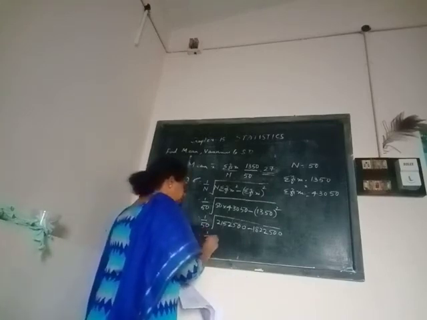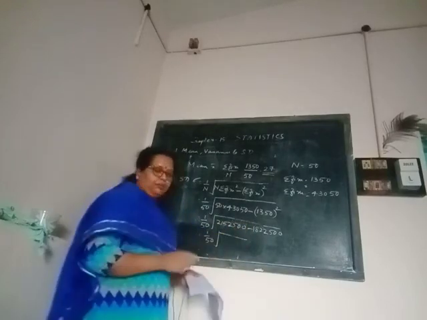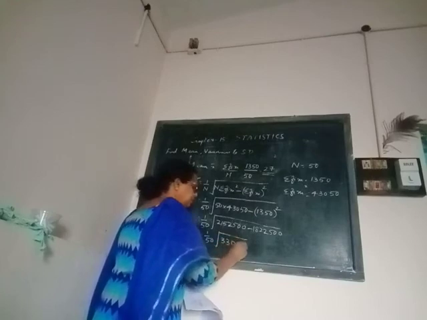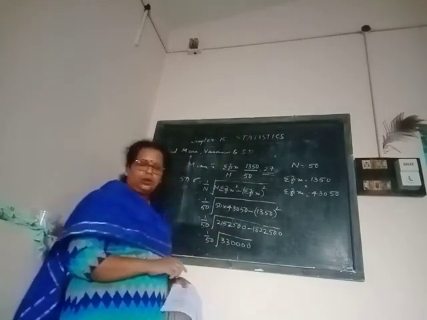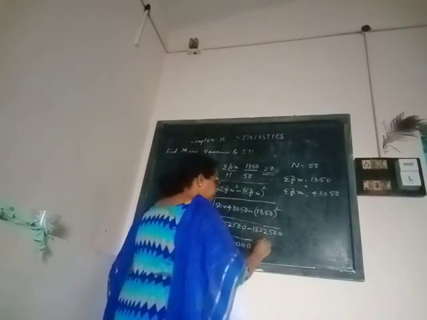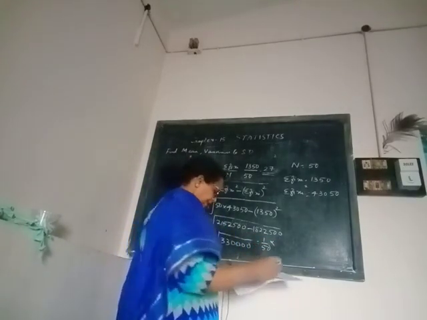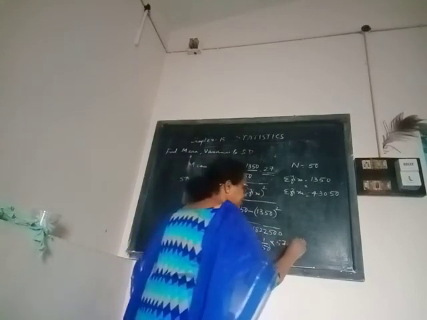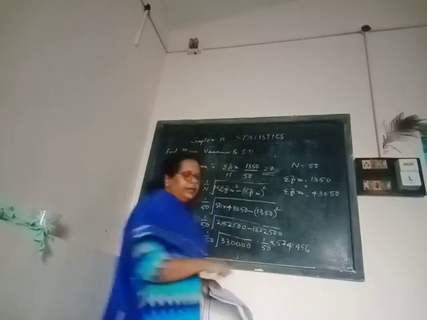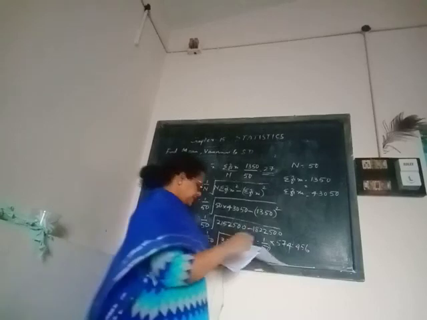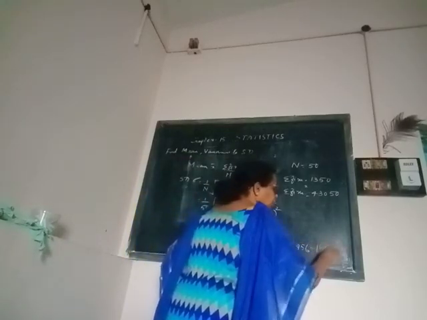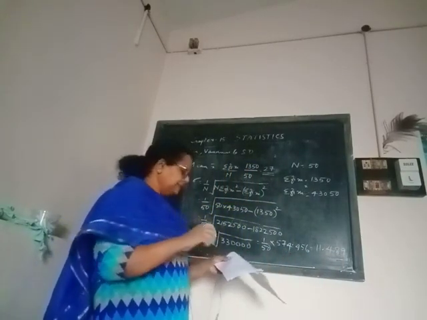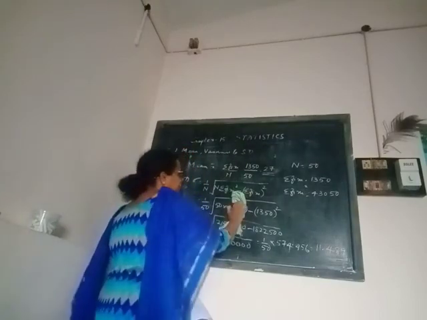Then it is 1 by 50 root of. Find the difference of these two numbers. When we find the difference, we are getting 330000. Then find the square root of this number. Square root is 1 by 50 into 574.456. So then divide by 50. You will get the answer 11.489.